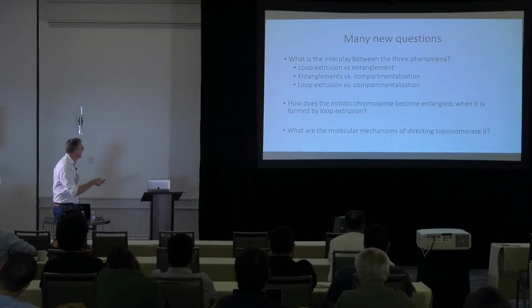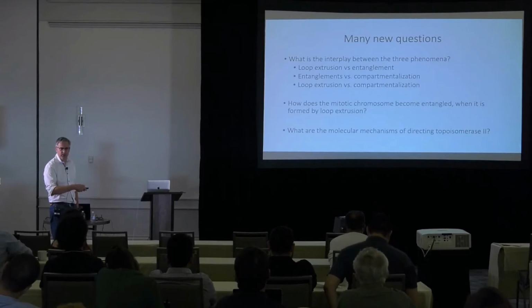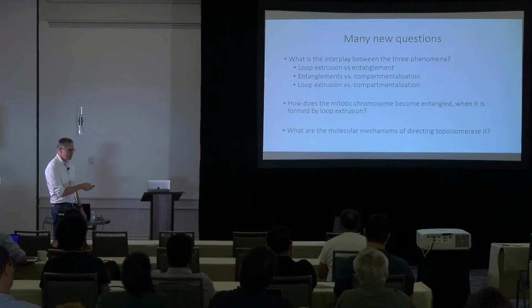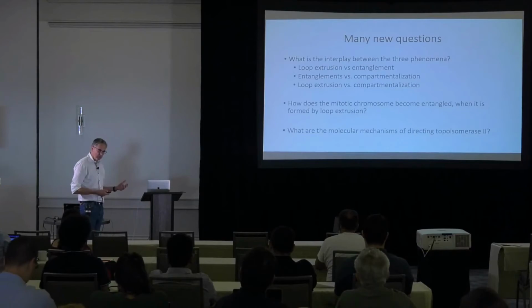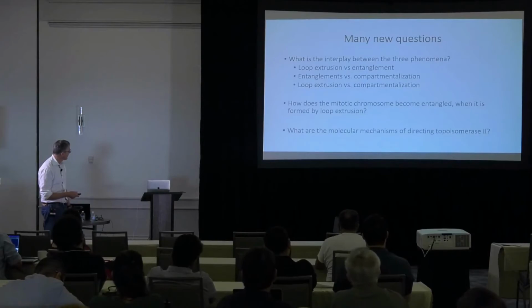And of course, what I didn't tell you is how does the mitotic chromosome become entangled in the first place? If loop extrusion leads to disentanglement, the mitotic chromosome is made by loop extrusion. That's what condensin does. So why is that mitotic chromosome entangled? I don't understand it. It probably means condensin and cohesin act differently with topo 2. There's also two different topo 2s, one that acts in mitosis, one that acts in interphase, and so on. And of course, we have no idea about any of the molecular mechanisms. This is pure phenomenology at this point.